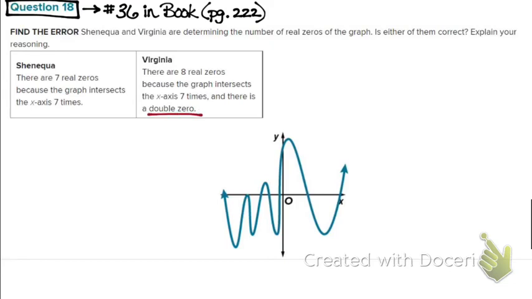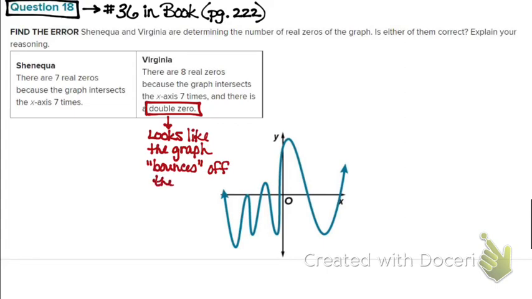zero. A double zero is where it looks like the graph bounces off the x-axis. Is there anywhere that it looks like the graph bounces off the x-axis? Yeah. Where? Left side or right side? Left. Left side, right here. That's what it's talking about right here.